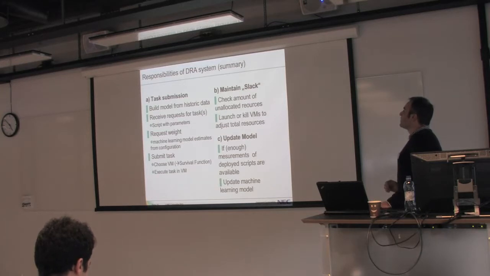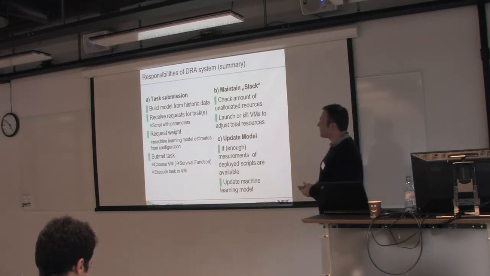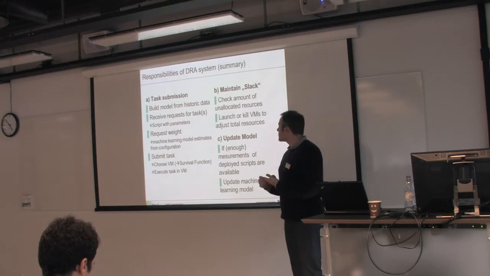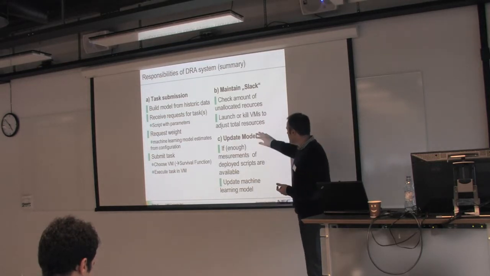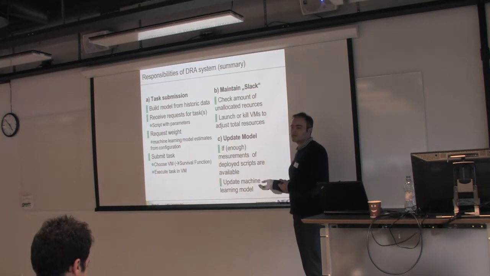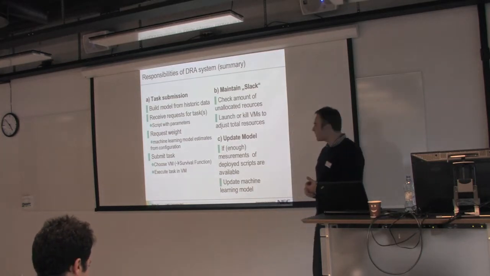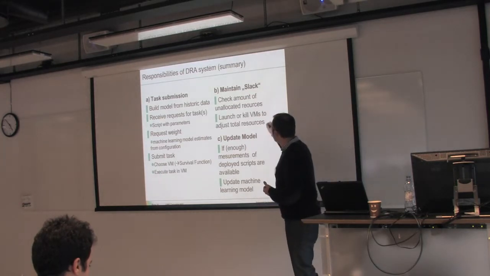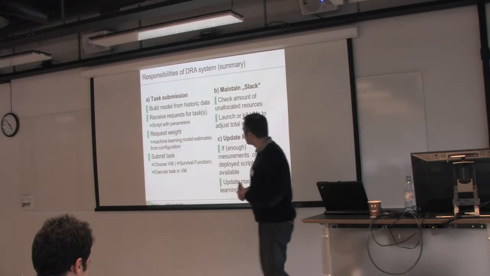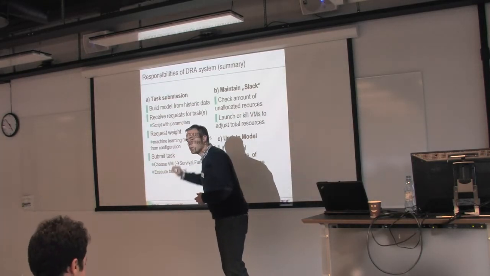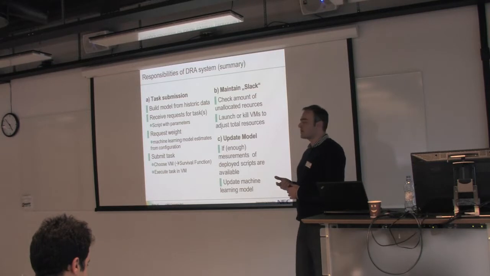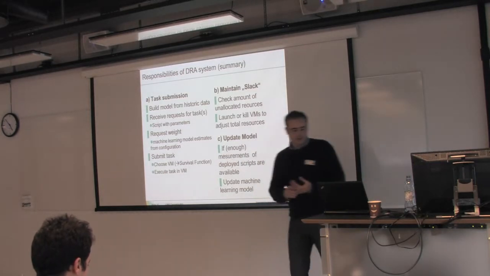So the responsibilities of this system, as a summary, are building the model from the historic data and monitoring the tasks which are running. The measurements are also fed into the database, and if enough new measurements are available, then we will recompute our model to have a more accurate prediction in the future. This might happen on the fly during the run. We have to check these Slack machines, so we call them, the spare machines, and of course do all the task submission related stuff like receiving the request to deploy something, judging the weight of the task, and submitting it to a suitable virtual machine.